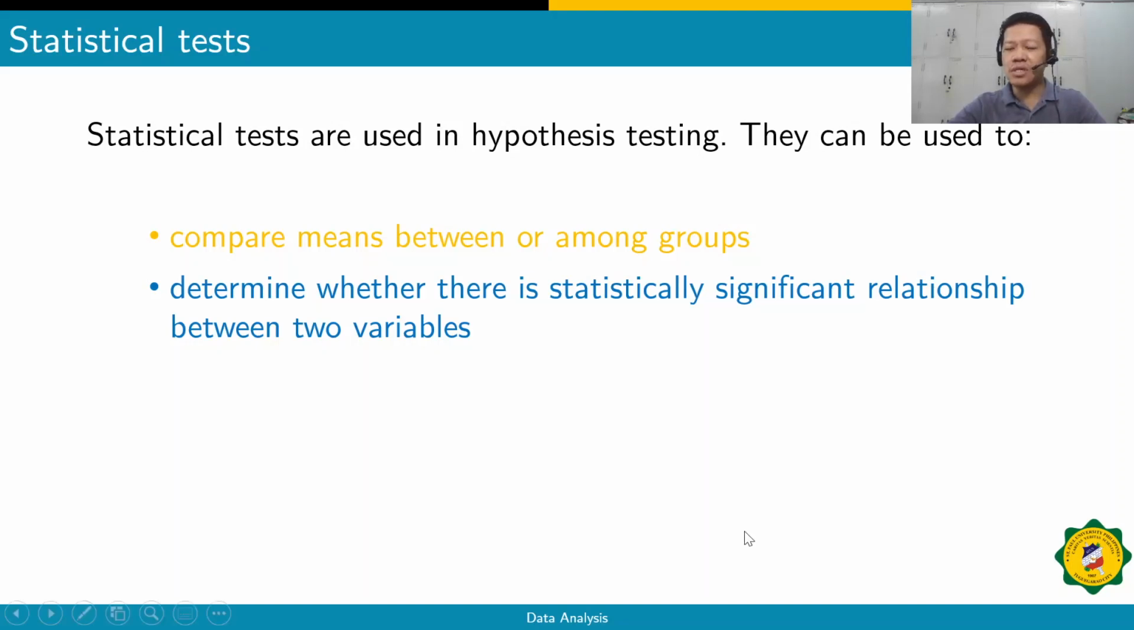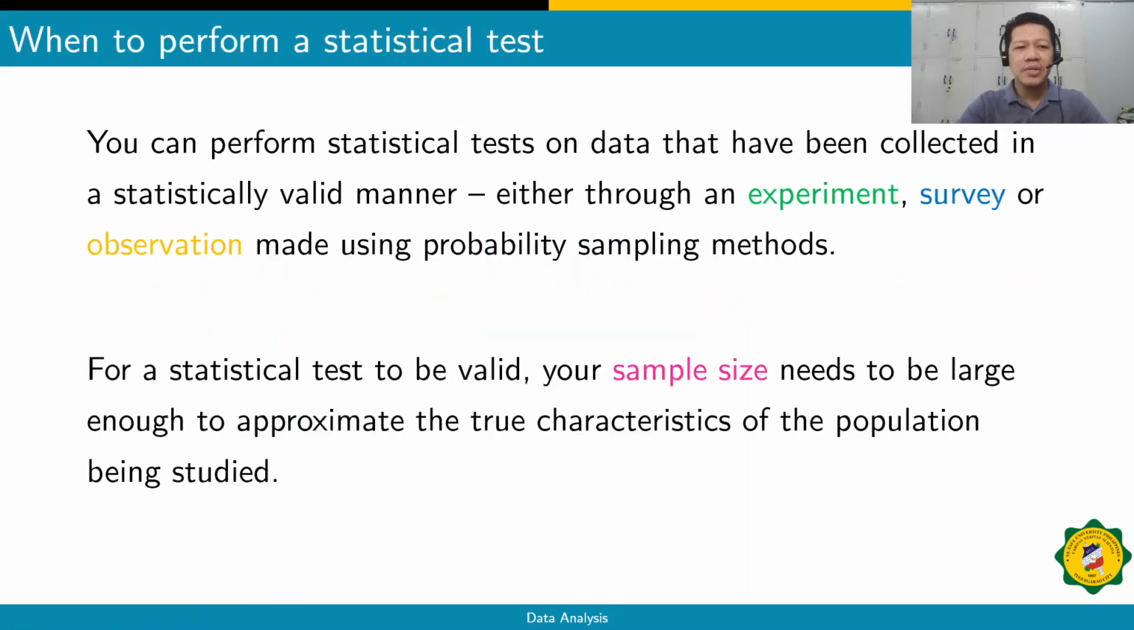They can be used to compare means between two or among groups, and to determine whether there is a statistically significant relationship between two variables. You can perform a statistical test on data that have been collected in a statistically valid manner, either through an experiment, survey, or observation made using probability sampling methods. For a statistical test to be used, your sample size needs to be large enough to approximate the true characteristics of the population being studied.